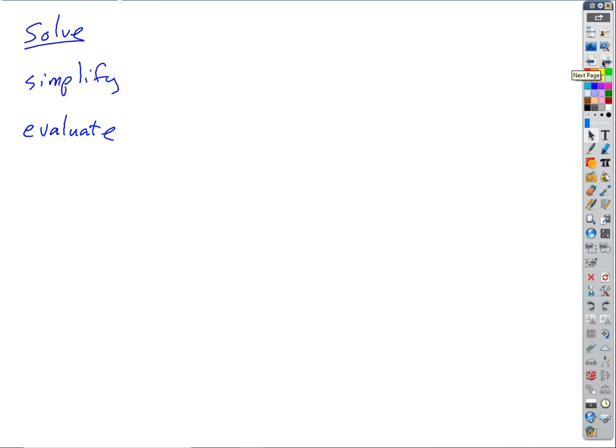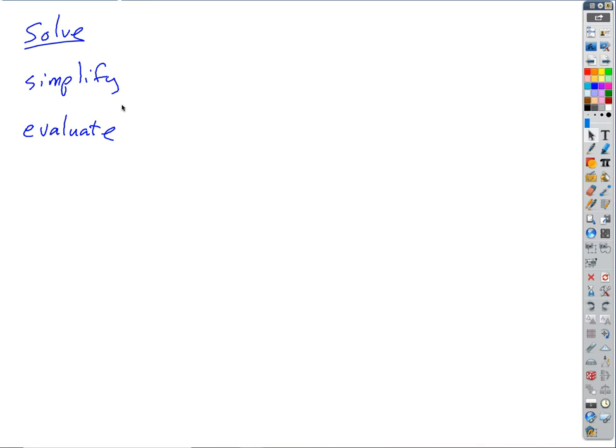So let's just look, we're going to skip the top one. Solve we'll start to deal with next week. You probably have a pretty good idea what that means anyway. What about these bottom 2? Let's start with simplify. Give me like a 1 to 5 here. 5 meaning you think you understand what that means perfectly. 1 meaning I don't get that at all, I have no idea what simplify means. And I just want to kind of get a feel for where you are in here.